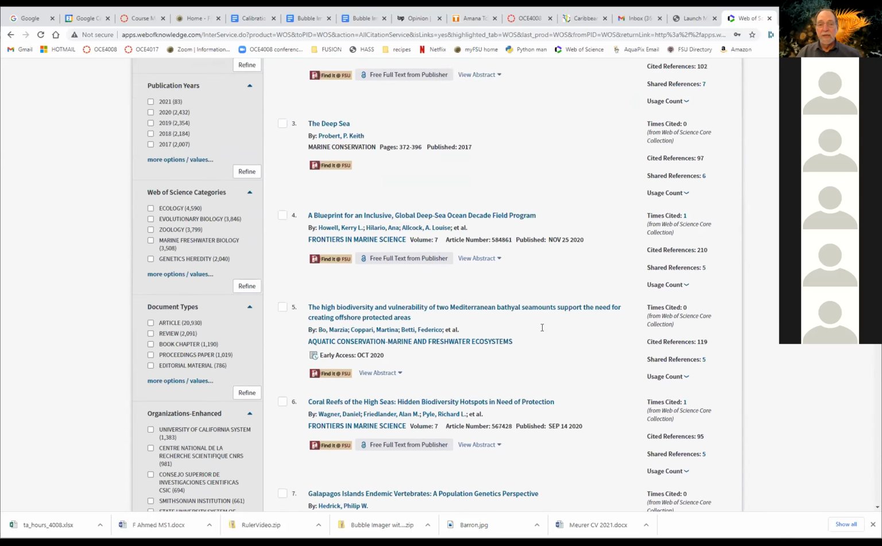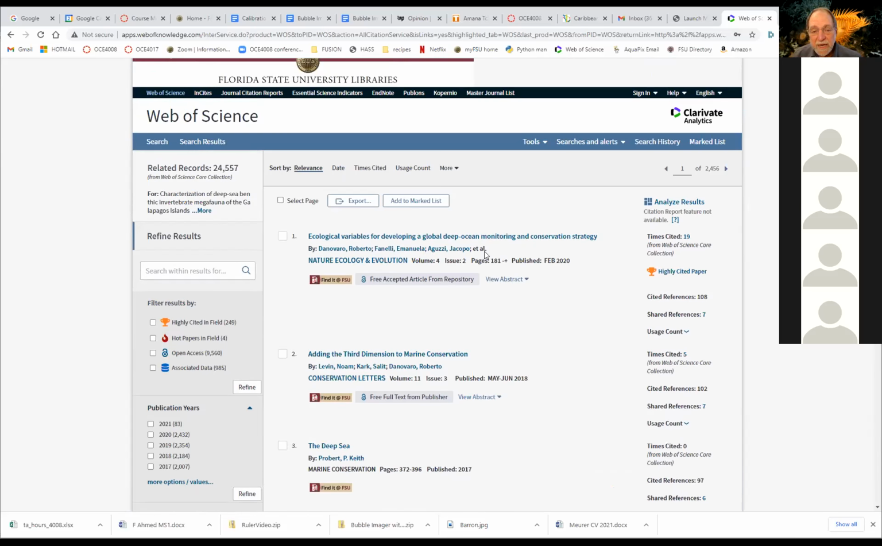Okay, so when you do this, you see that there are many different articles, and there's a lot more information here. And you can analyze these results. So, Ecological Variables for Developing a Deep Ocean Monitoring and Conservation Strategy. This has been cited 19 times, so it's a pretty important paper. You have some other things. You can find it at FSU. You can download a free version of this. You can view the abstract. You can do all of that.